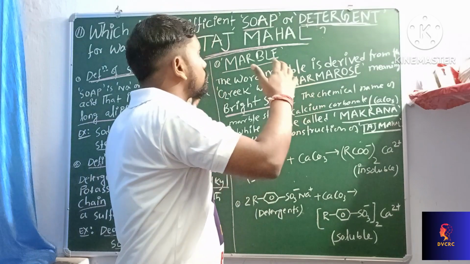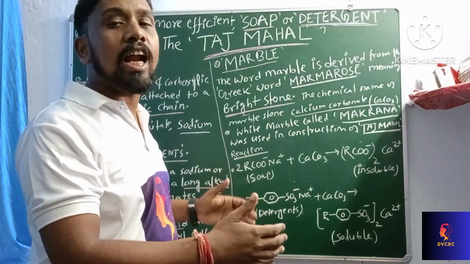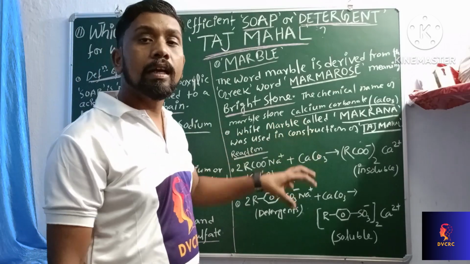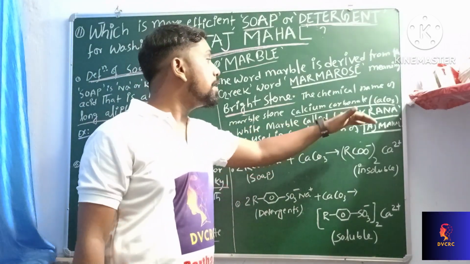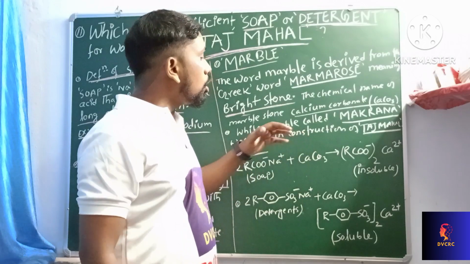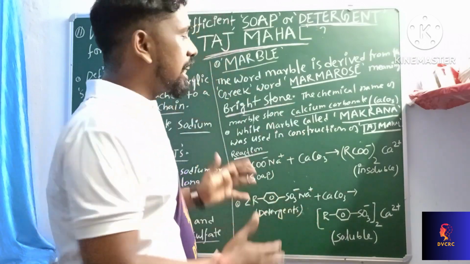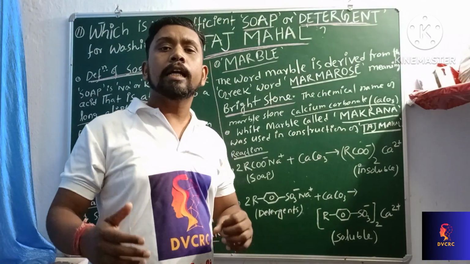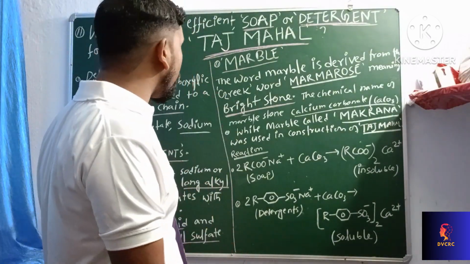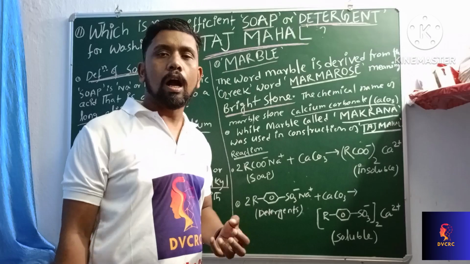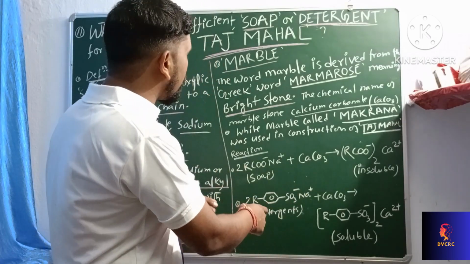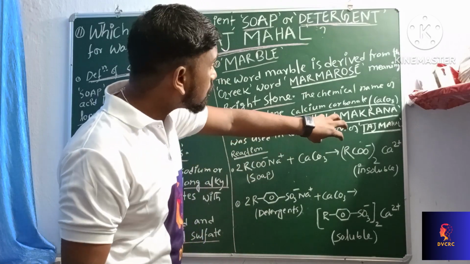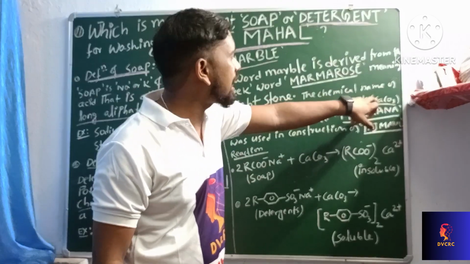And our popular Taj Mahal is constructed using white marble, and this white marble is called Makrana. So to clean the Taj Mahal or any marble oriented things, which type of chemical, soap or detergent, is good, I will discuss. The general formula of soaps is RCOO minus Na plus, and the chemical formula for marble is calcium carbonate.